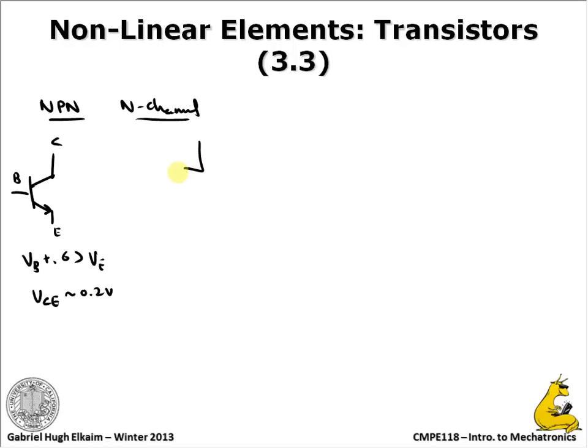Okay. For the N channel, I've got gate, source, drain up top, and source on the bottom. So here V gate minus V source has to be greater than the threshold. And in exchange, RDS on is approximately 0.1 ohm. So it gets a very small resistance across it.